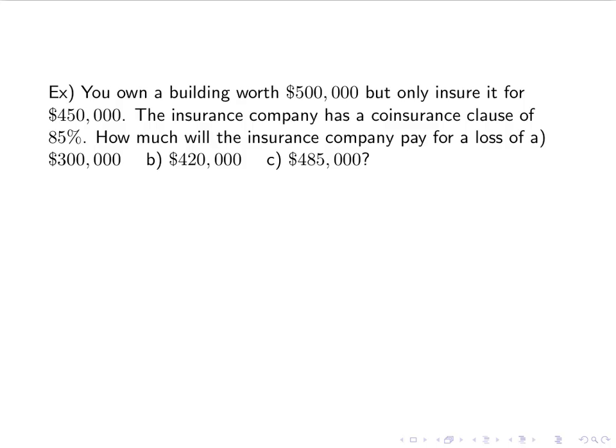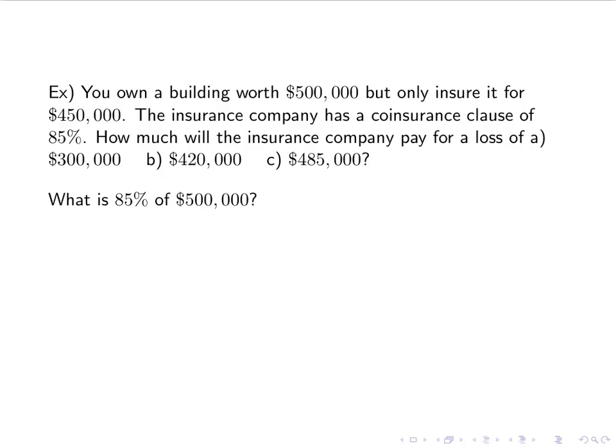For our first example, you own a building worth $500,000, but only insure it for $450,000. The insurance company has a co-insurance clause of 85%. How much will the insurance company pay for a loss of A, $300,000, B, $420,000, C, $485,000? This is not a multiple choice question. I have some people in the homework who think that it's multiple choice. I need an answer for A, an answer for B, and an answer for C.